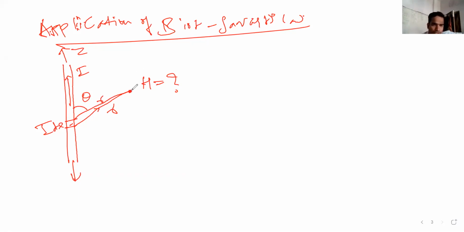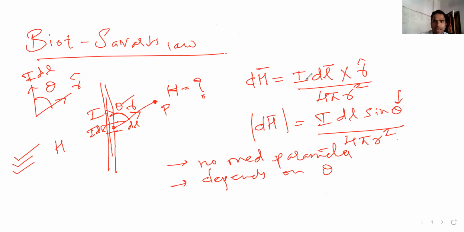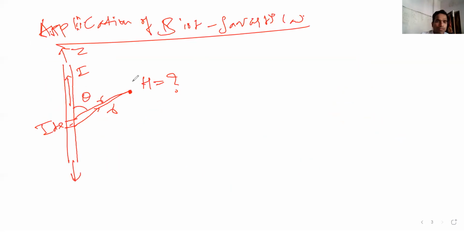Now, as the current element is in this direction and R bar is in this direction, what will be the direction of H bar here? Last time we discussed how to find it. We use the right hand rule. From Biot-Savart's law, how do you find the direction? It is dl bar cross R bar, a cross product. So can someone tell me where H will be directed? Out of the plane of the paper, yes.